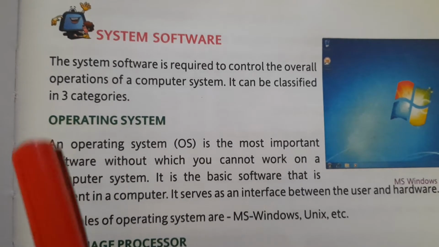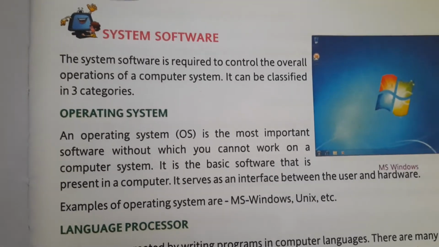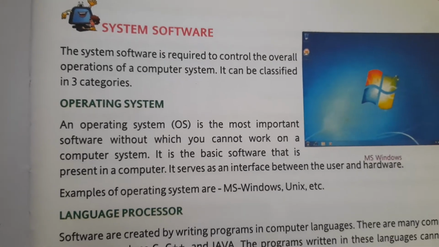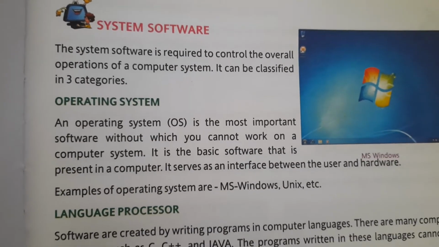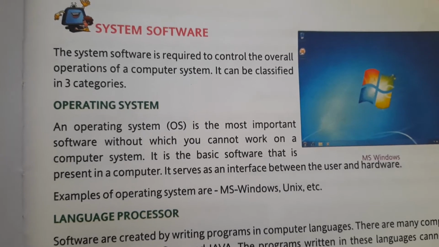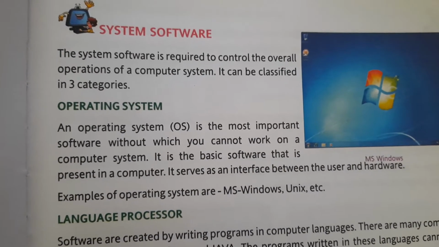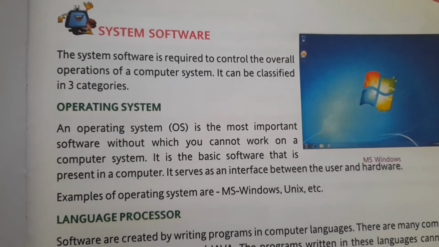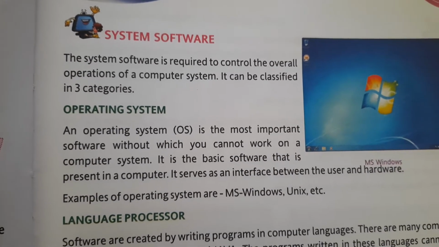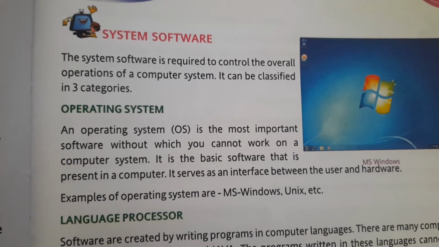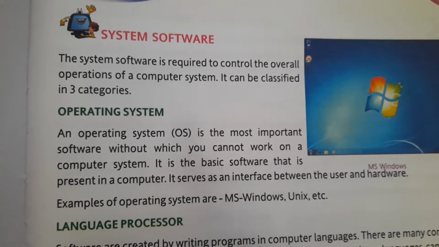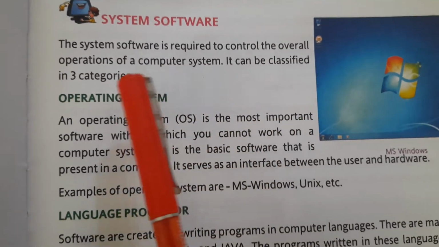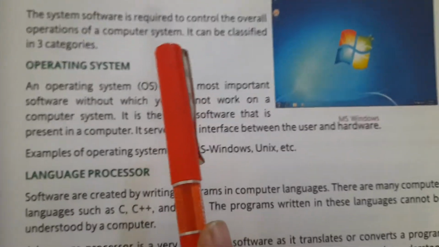As I just told you, for a computer system to work, we need some programs, some instructions: how it will boot up, how it will get connected to electricity, how it will get connected to other devices, what it will show to the user when it is booted up. For all this we need system software, which can control the overall operations of a computer system.